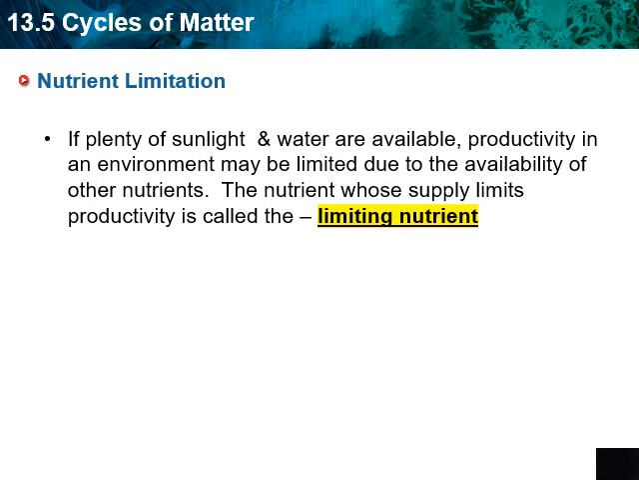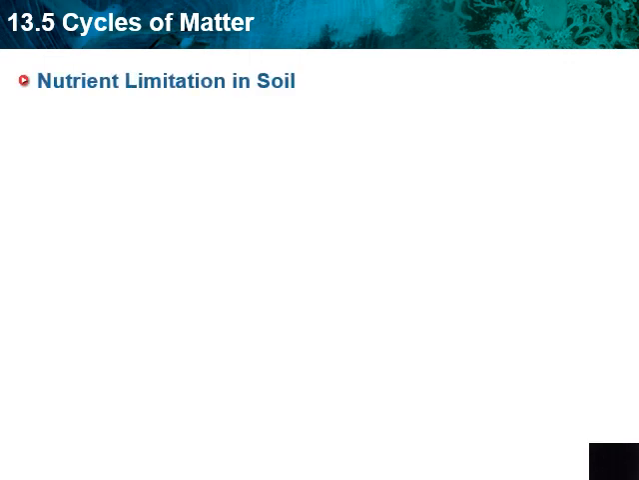That brings me to my next thing, which is nutrient limitation. If plenty of sunlight and water are available, productivity in the environment may be limited due to the availability of other nutrients, more specifically that phosphorus and that nitrogen. And so a nutrient whose supply is limiting productivity is called a limiting nutrient, okay? And if we add those, then of course we can grow more crops and do more things, okay?